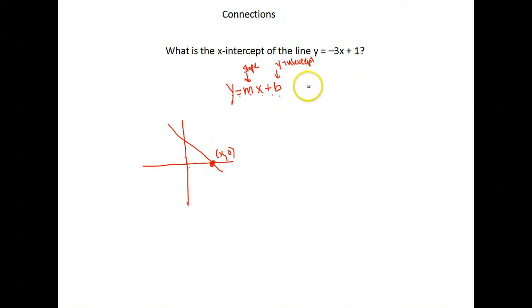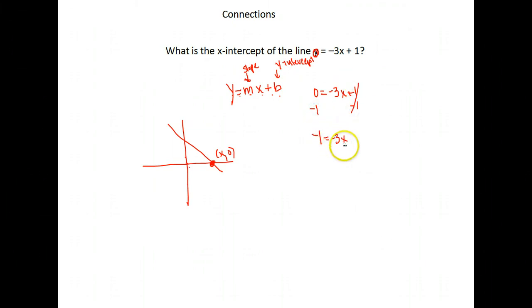So the way we find x-intercepts is you replace y with 0 because on the x-axis, y is 0. So you write down your equation exactly the way it was, replace the y with a 0, and then you solve. So solve for x. So I would have to subtract 1 from both sides.